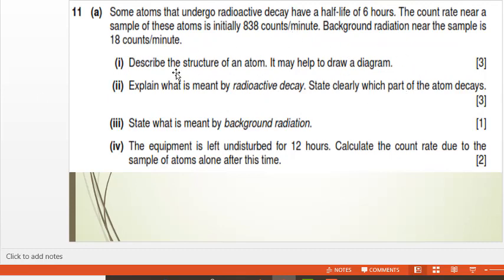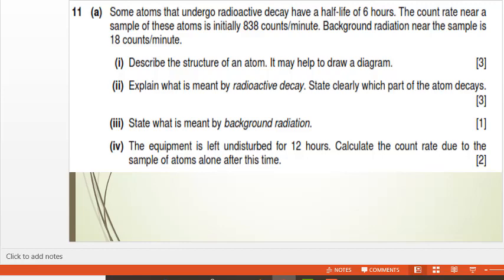Next, we look at another question, which came from another past paper. Some atoms that undergo radioactive decay have a half-life of 6 hours. All this information is not necessary for now. We'll come back to this. What we are interested in this particular question is this question carrying 3 marks. It says, describe the structure of an atom. And it gives a hint to say it may help to draw a diagram. So this question is asking us to describe the structure of an atom.